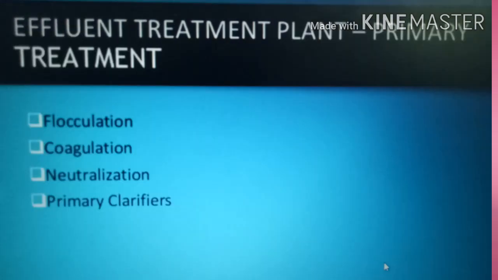So this is what we have discussed for the preliminary treatment and process methods. And the next topic is the primary treatment. Effluent treatment plant, primary treatment. In primary treatment, there are 4 steps: flocculation, coagulation, neutralization and primary clarifiers. Here we clearly mention the influent, effluent, screens, grit chambers and sedimentation tanks.